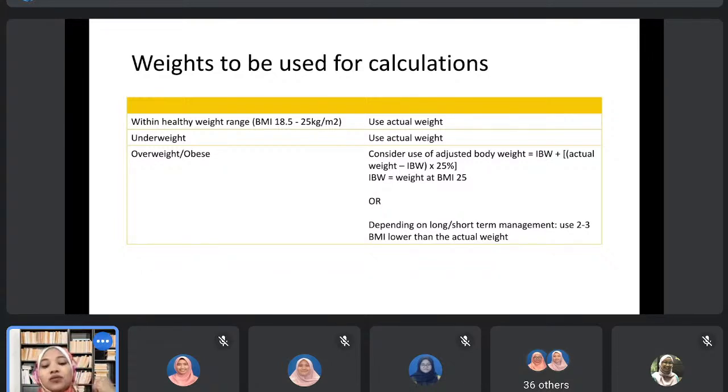Kalau underweight, you also need to use the actual body weight sebab kita nak promote weight increment lah kan. And then kalau macam yang tadi, a normal BMI, kita nak maintainkan dia punya berat dia. Kalau overweight ataupun obesity, you might want to use adjusted body weight, okay? Iaitu ideal body weight tambah dengan actual body weight minus ideal body weight kali dengan 35%. Okay, and then the ideal body weight is actually the weight at BMI 25.